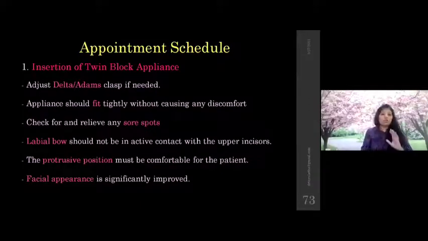And you should also check whether the patient is naturally adaptable to whatever protrusive position you have given. If he is having pain and he is unable to keep his mandible in that advanced position, just trim off the upper block, the inclined plane, by 2 to 3 millimeters, then ask him to wear it and check for comfort. Then you should also check for facial improvement. Facial appearance should be significantly improved when you give a twin block appliance.